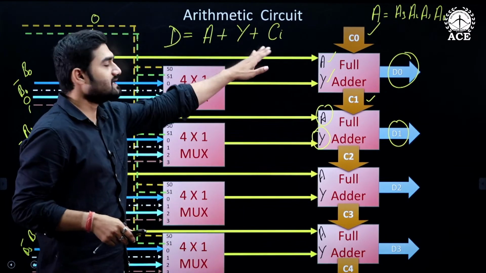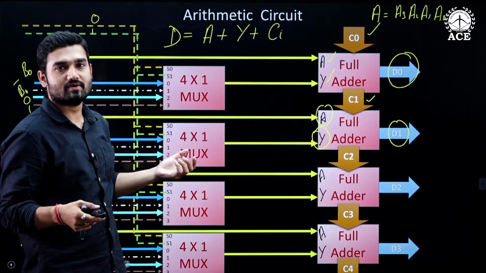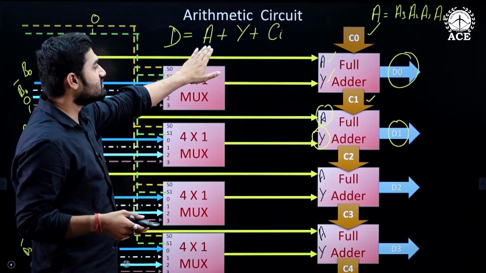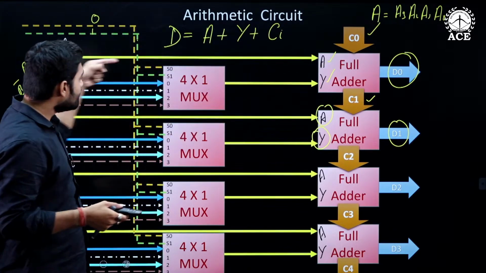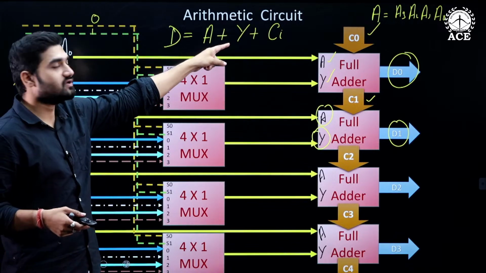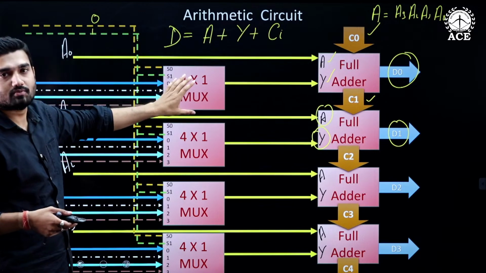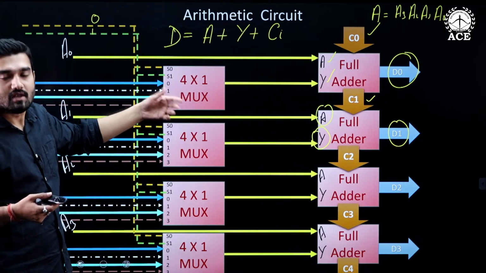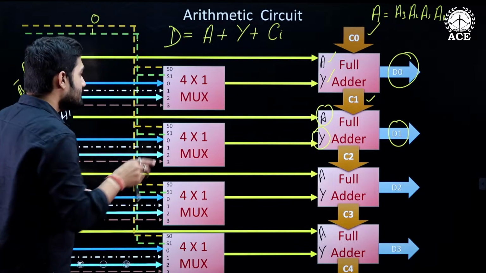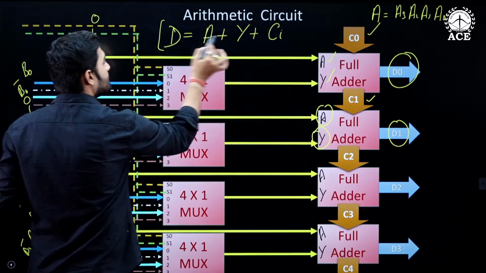Okay, A plus Y plus carry, this is my D. Yes or no? A is not going to be changed. Every time we have provided one input directly. But Y is going to be changed. Y depends on the multiplexer output. That's why it is going to be changed. Now, let us see. Please write this particular formula.